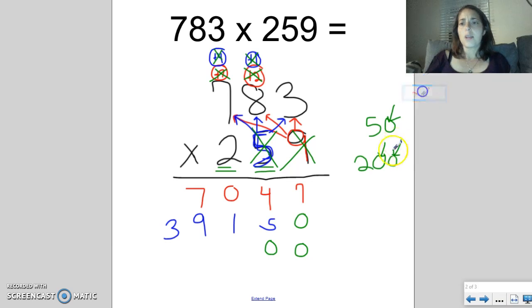I think I'll go back to red. So now I'm dealing with 283 times 2. We're going to start way back at the beginning. 2 times 3 is 6. 2 times 8 is 16. Carry the 1 next door.